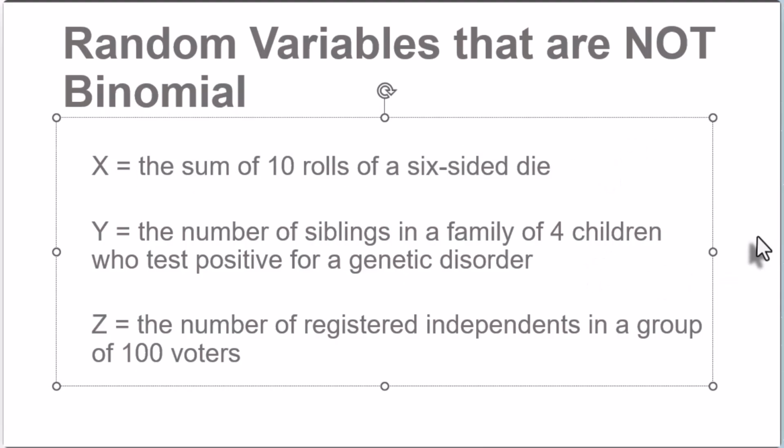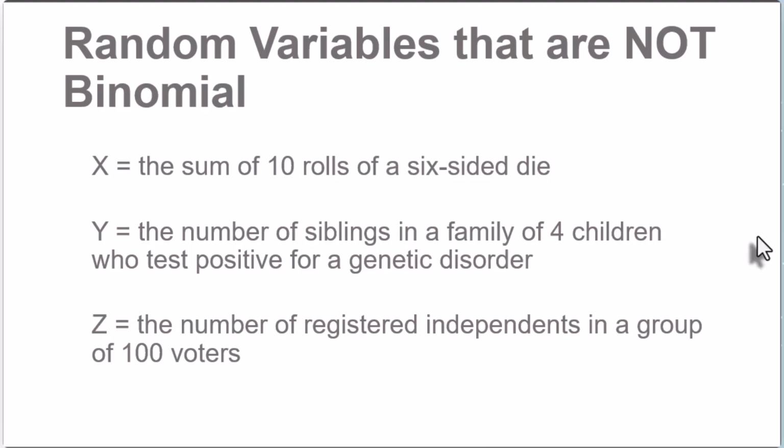The second non-example here is the number of siblings in a family of 4 children who test positive for a genetic disorder. We do have a fixed number of trials here. We're testing each of the 4 children. The outcomes of each of those trials are also either a success or a failure. Either they test positive or they don't. But these events are not independent.